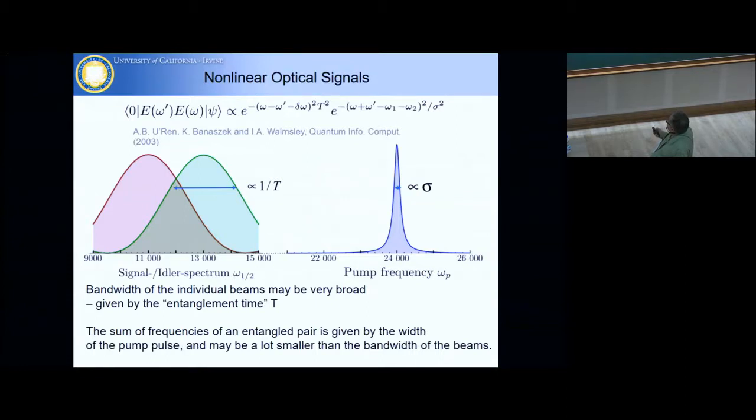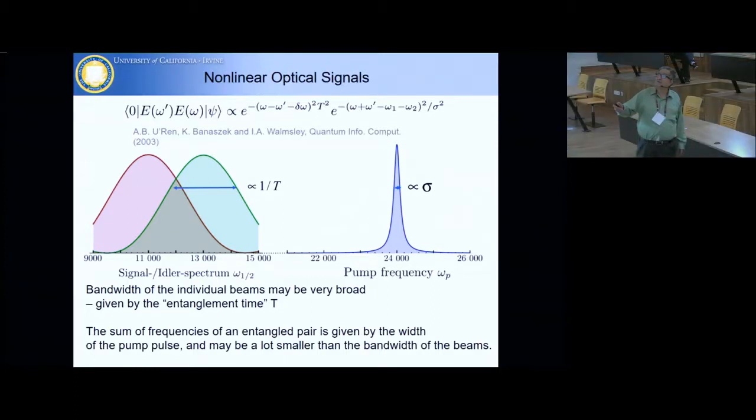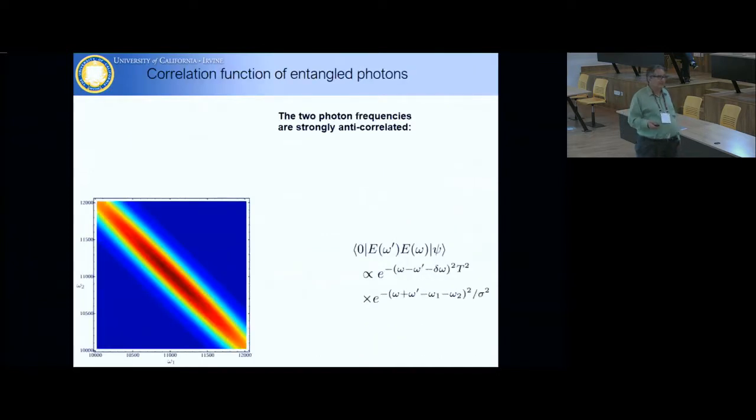So we have here two time scales. This broad distribution determines the entanglement time, because the two photons will come within this time determined by this entanglement time, and sigma is the time that is controlled by the pump. So this is the formula for this correlation function. You see that omega 1 plus omega 2 is controlled by sigma, but omega 1 minus omega 2 is controlled by T. So how can we use that?